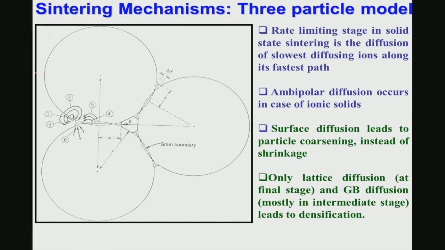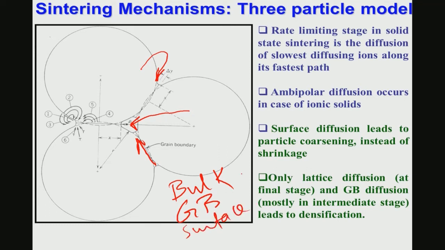Now, there are 3 ways this densification takes place. One is along the grain boundaries, one is through the bulk, and then the diffusion process goes to the neck region. So, this is called bulk diffusion, this is called grain boundary diffusion, and another one is surface diffusion, where material evaporates and then comes back to the neck region here. So, these are the 3 types of diffusion processes: the bulk diffusion process, the grain boundary diffusion process (GB), and the surface diffusion process.